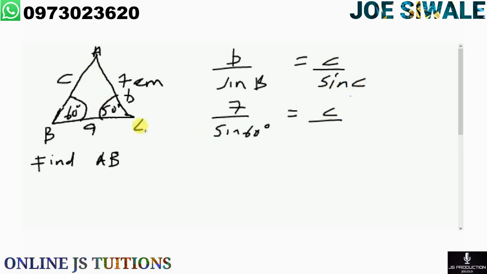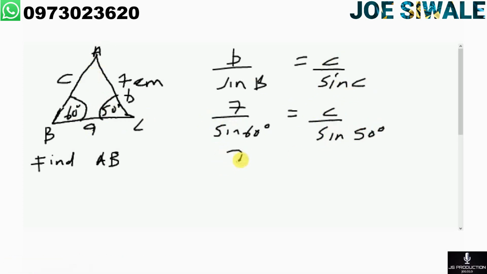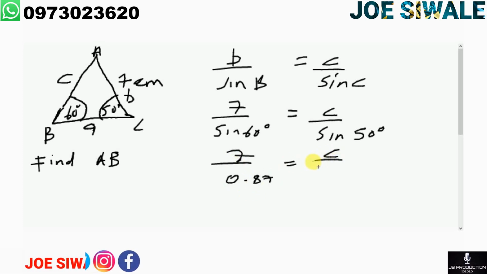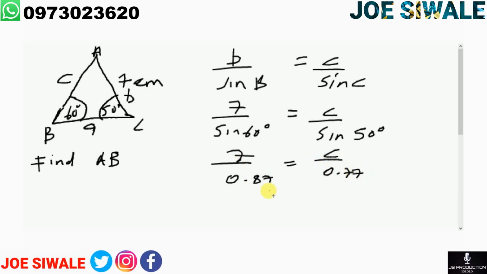Sine C is the angle which is at point C, so this is sine 50 degrees. Then I'll say 7 over sine 60. If you punch it on the calculator, that is going to give you 0.87, rounded off to 2 decimal places. And c over sine 50 degrees, if you punch it on your calculator, is going to give you 0.77, rounded off to 2 decimal places.